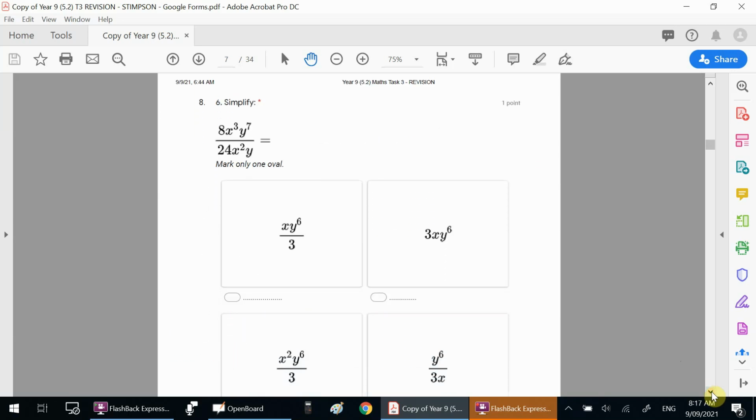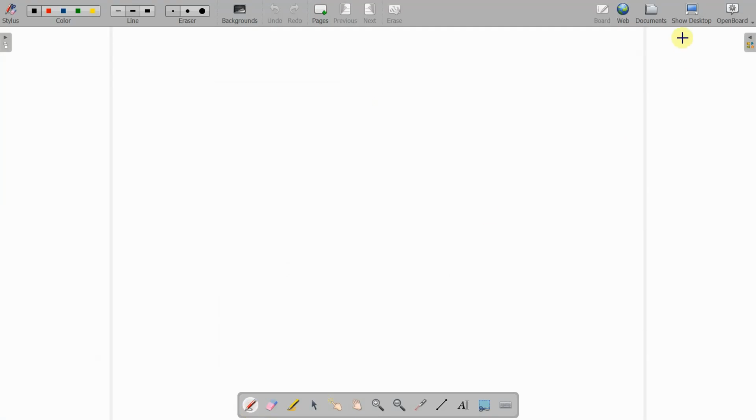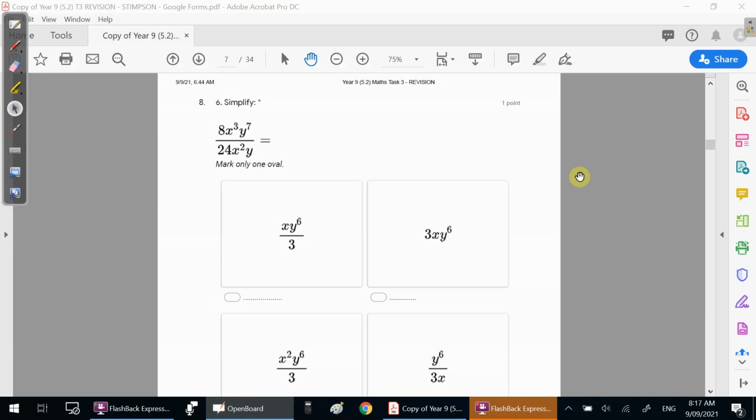Okay, simplify. I'm going to do it this way. When you've got a fraction, you can treat it like dividing or just do some cancelling. The 8 and the 24 have a common factor of 8, so you can divide that by 8, leaves just 1, that just cancels, and 24 divided by 8 is 3. Then x cubed divided by x squared, that becomes 3 minus 2 when you're dividing.